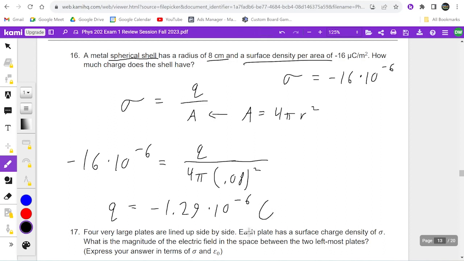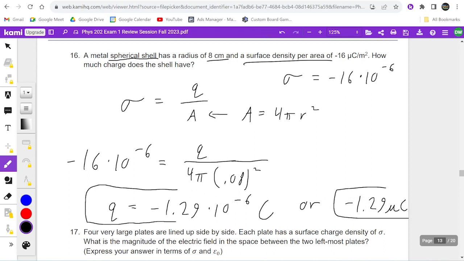This is coulombs. Or if you want to convert to microcoulombs, because 10 to the minus 6, that's microcoulombs, you could also say negative 1.29 microcoulombs. Both answers are correct. I recommend knowing how to convert between the two, especially for a problem like this, where you get the answer is 10 to the minus 6. So very handy to know that.